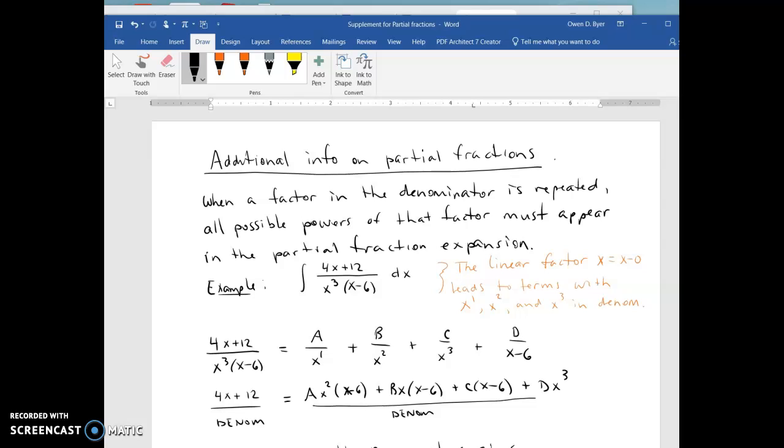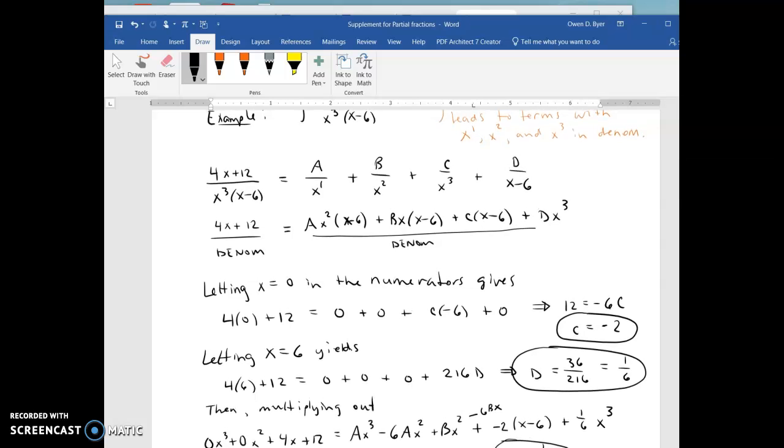And then the x minus 6 is a linear factor by itself. Now this is just a linear factor, but it's raised to a power. So when we get our numerators, the numerators will still be just constants, a, b, and c, respectively. And then there's the expansion right there. I got a common denominator. Notice that the common denominator is x cubed times x minus 6. So I respectively multiplied a, b, c, and d by whatever I needed to get a common denominator.